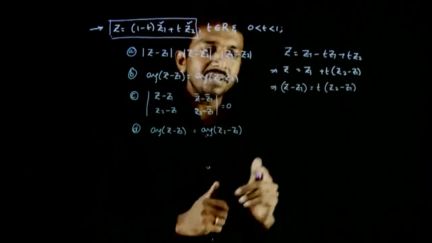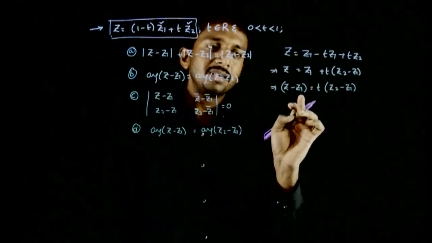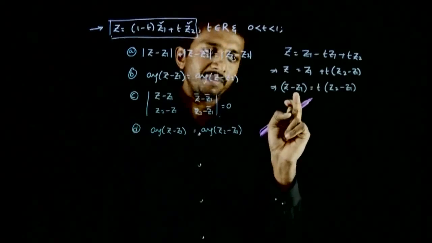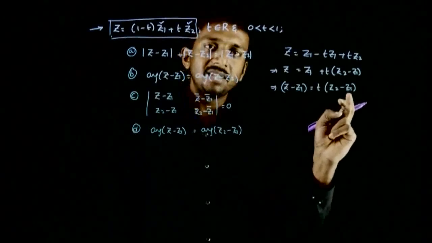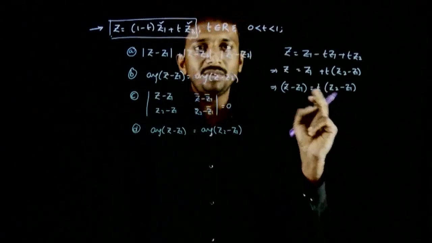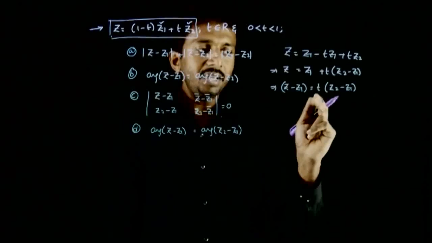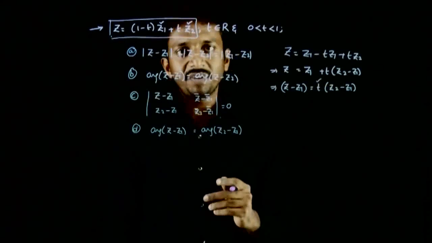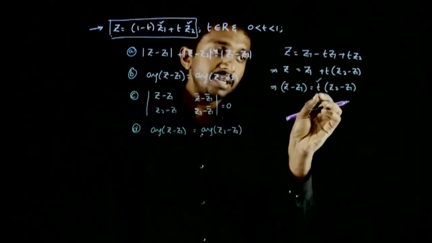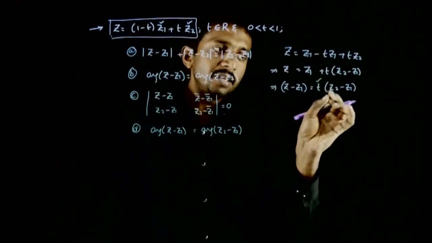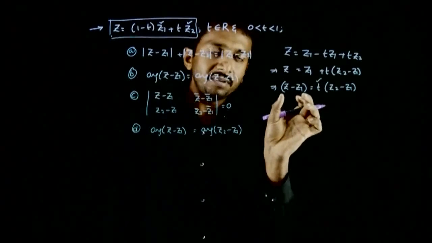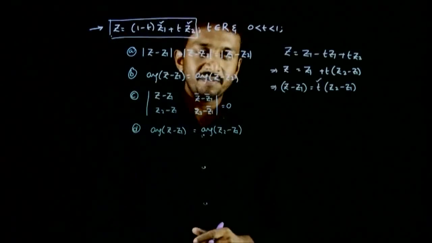So what is the meaning of this? The vector going from z1 to z is in the same direction as the vector going from z1 to z2. And this number t is between 0 and 1, so it is positive, so the directions match, and this vector is always shorter than that vector.